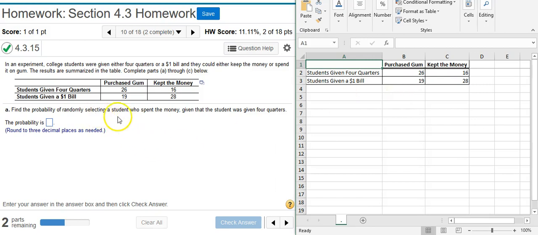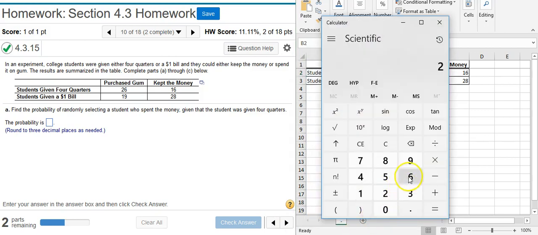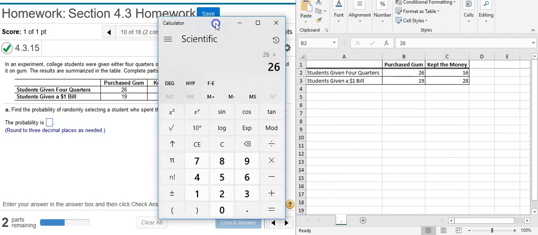So now I have the data here. We want to find the probability of randomly selecting a student who spent the money, given that the student was given 4 quarters. Okay, well first the probability of both. The probability that you both spent the money, which means you purchased the gum, and that the student was given 4 quarters. So 4 quarters is this row. The point where they both intersect is here's the 26. So that's going to go on top. So we're going to take 26 and divide that by the probability that the student was given the 4 quarters. Well, how many students were given the 4 quarters?